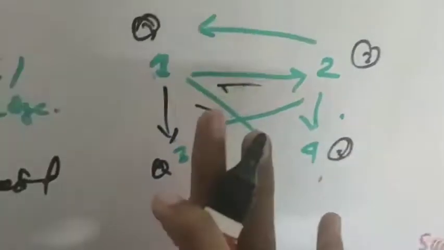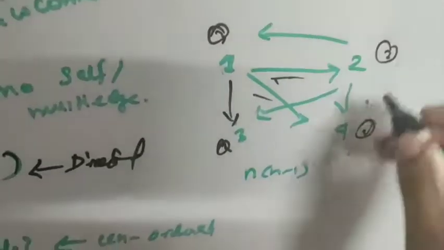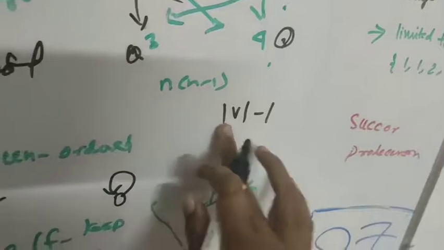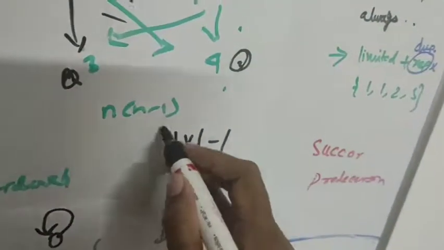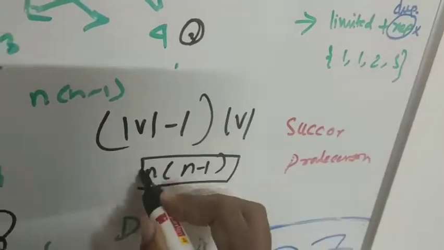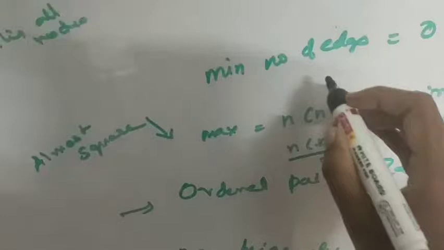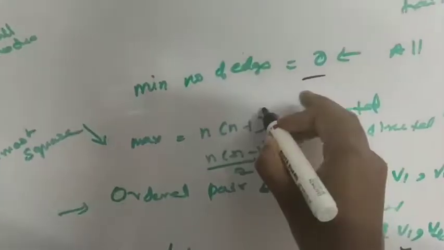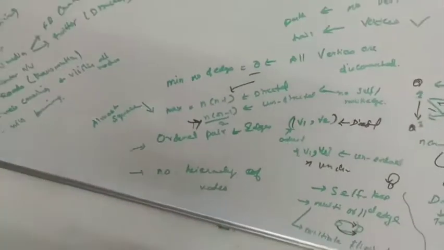If you take any graph, any vertex will have edges equal to v minus 1, where v is the total number of vertices, excluding itself, it will have edges to other nodes. So how many times? All the vertices, which is v. So if v is n, it is n into n minus 1. This is the maximum number of edges we can have. Minimum is 0, because this is a valid graph. So minimum number of edges is 0. Maximum number of edges in a directed graph is n into n minus 1, and in an undirected graph it is divided by 2, because otherwise you would be counting multiple edges.